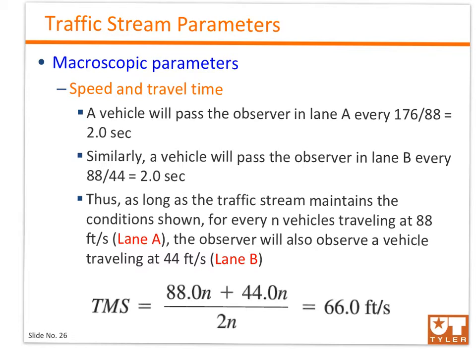A vehicle would pass the observer in lane A every 176 feet over 88, so it's every 2 seconds. Similarly, a vehicle would pass the observer in lane B every 2 seconds also, because it's congested, so it's going to have a distance of 88 feet over 44, which is the speed, and that's also going to take 2 seconds. Therefore, as long as the traffic stream maintains as it is, for every vehicle traveling at 88 feet per second in lane A, the observer would also observe a vehicle traveling at 44 feet per second in lane B, and therefore the time mean speed would be simply 88 plus 44 over 2, giving us a time mean speed equal to 66 feet per second.